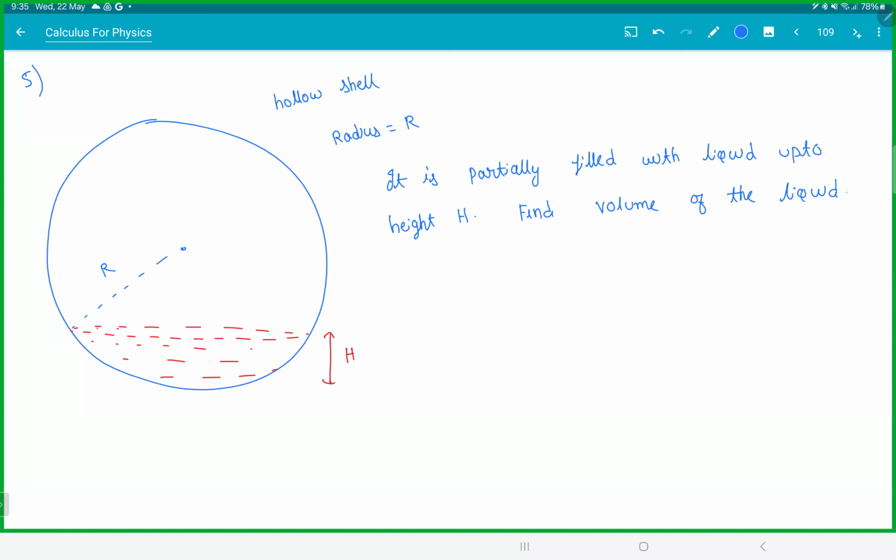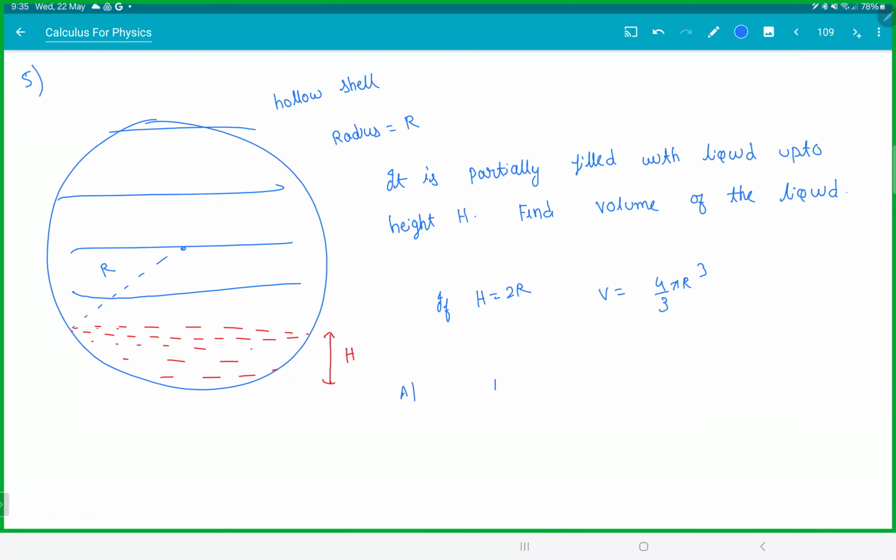Let me ask you this. Suppose h is equal to 2r, what does it mean? Completely filled. That means the sphere is fully filled. If the sphere is fully filled, what is the volume? 4 by 3 pi r cubed.